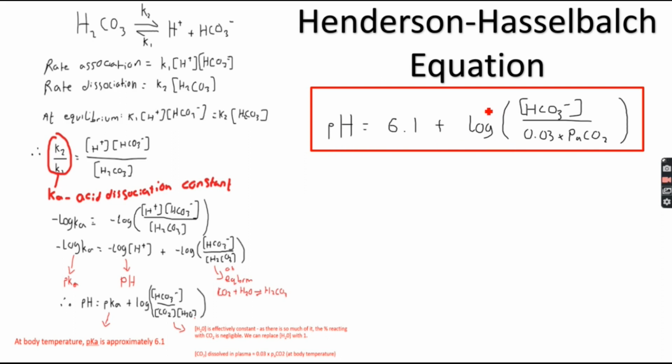A decrease in bicarbonate concentration will decrease our ratio, so pH will decrease, and we will have more acidotic plasma. An increase in the partial pressure of CO2 will cause a decrease in the ratio, so pH will decrease, and our plasma will become more acidic. And finally, a decrease in PaCO2 will cause an increase in this ratio, so an increase in pH, and we'll have more alkalotic plasma. Bicarbonate changes suggest metabolic pathology, and PaCO2 changes suggest respiratory pathology.